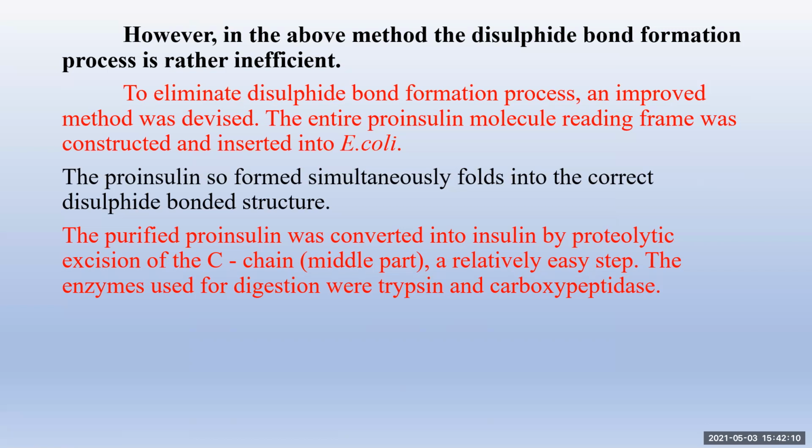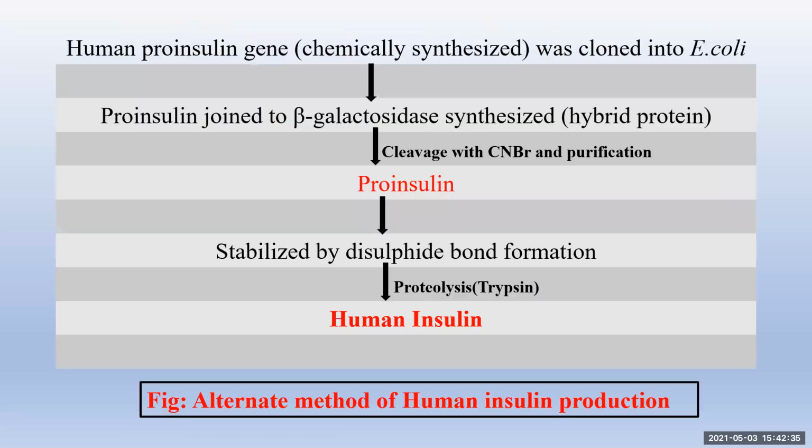This purified pro-insulin was converted into active insulin by treating with proteolytic enzymes so that the middle non-essential C chain is cleaved out, which is a relatively easy step. Enzymes like trypsin or carboxypeptidases can be used to treat pro-insulin so that the central C chain is removed, and what we get is mature insulin.